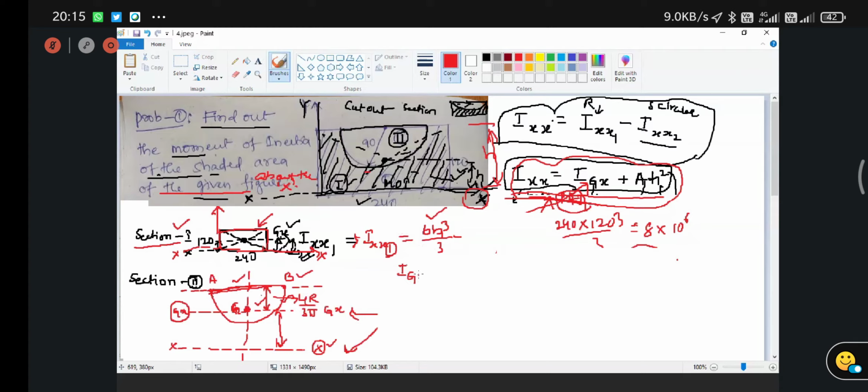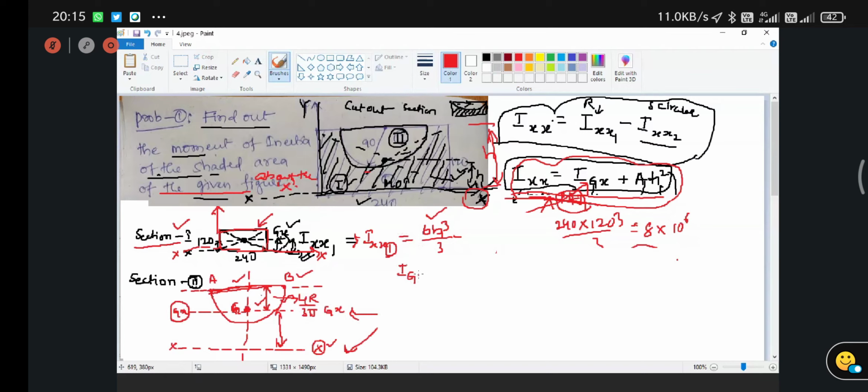Sorry, 90. So the radius of this one is 90 mm, which I have mentioned here as 90. So πr⁴, 90⁴ divided by 8, minus π into r², 90 whole square divided by 2, into 4r by 3π, that is 4 into 90 divided by 3π, whole square.